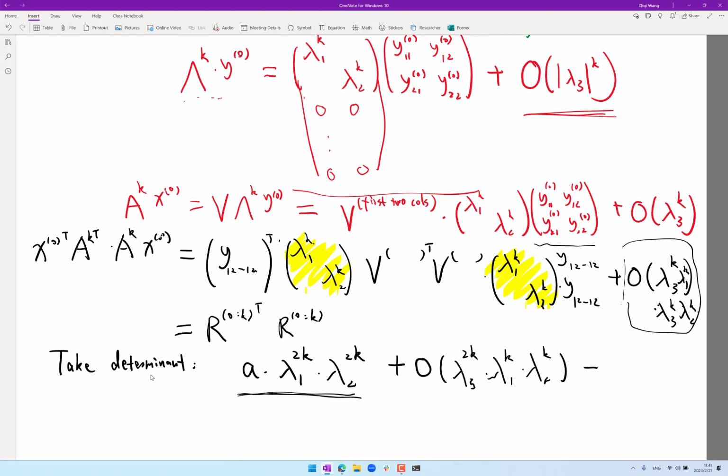On the right-hand side, there is going to be the square of the determinant of the R matrix. So the determinant of the R matrix, squared.